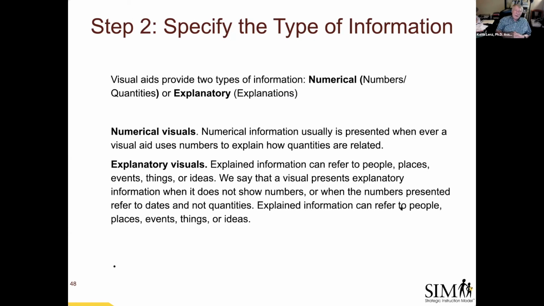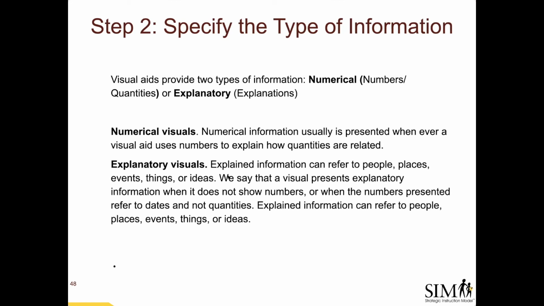All right, so now with this, the next part of the strategy is to specify the type of information. Visual aids provide two types of information, numbers or explanations. Numbers usually are presented whenever a visual aid uses numbers to explain how quantities are related. Bar graphs, for example, pie charts. Explanatory information can refer to people, places, events, things, or ideas where numbers are not that critical.